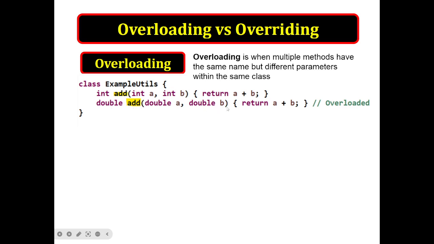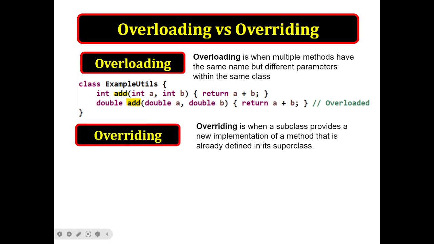two double parameters, and we call it overloaded, because for overloading we need to have the same method name and different parameters, which must be different in number, type or order. Here we have the add method with two integer parameters, and here the same add method with two double parameters, so the parameters are different in type. The parameters should be different in type, order or number to overload the method, but we need to keep in mind that the method name must be the same.